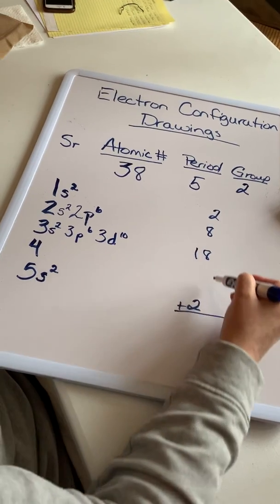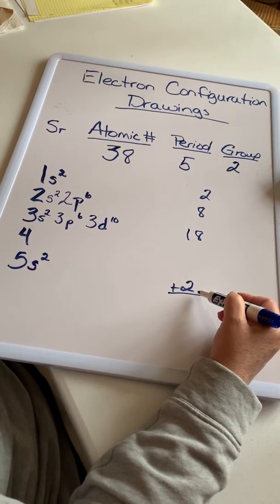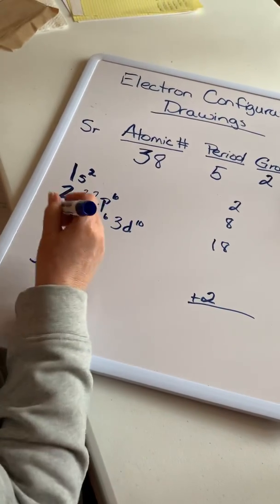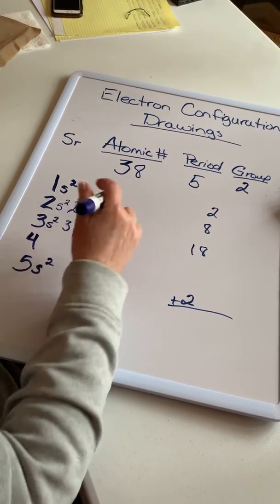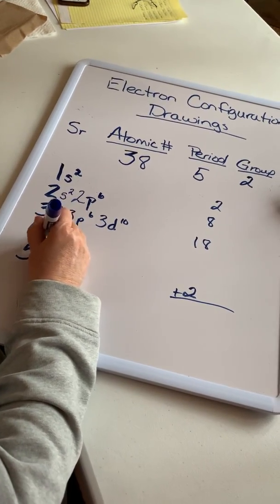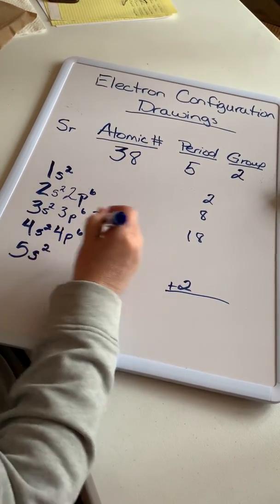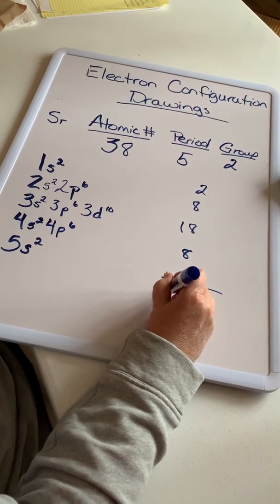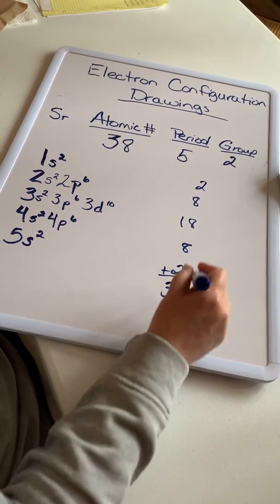You need to stop right now and add this together. You're 8 short, right? So this level needs to look just like this level with 8. So you're going to have 4s2, 4p6. That gives us an 8 over here. If you add all of that up, that gives you 38, which gets you your atomic number.